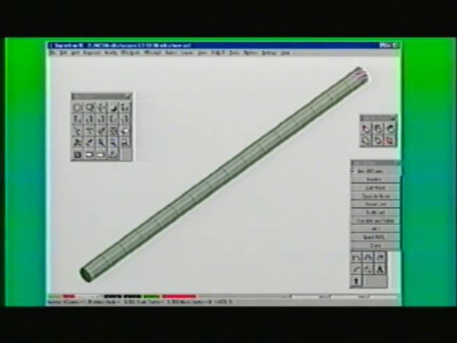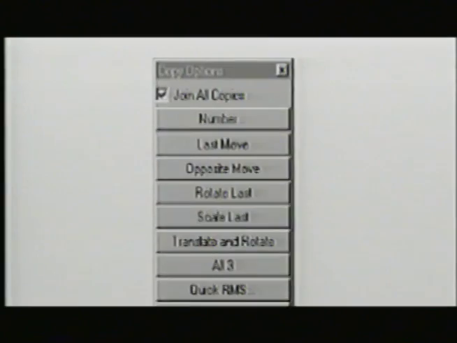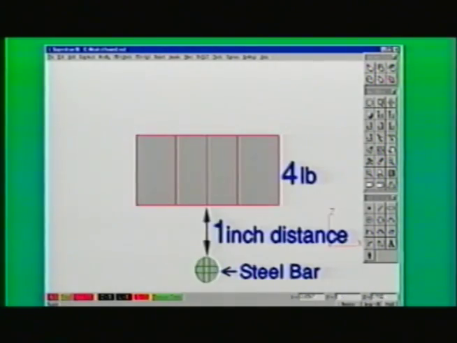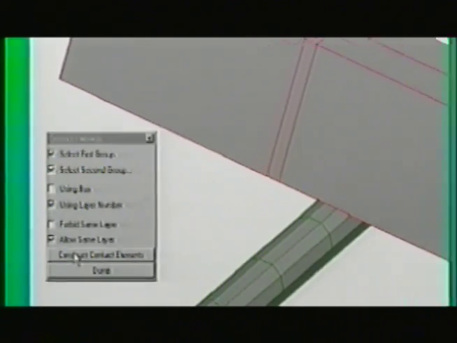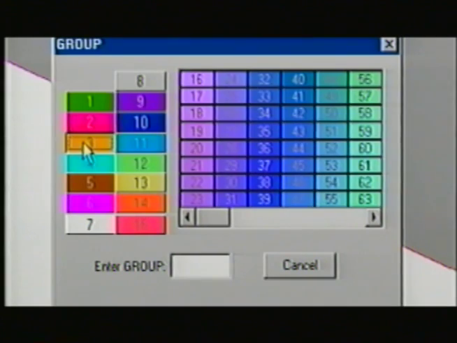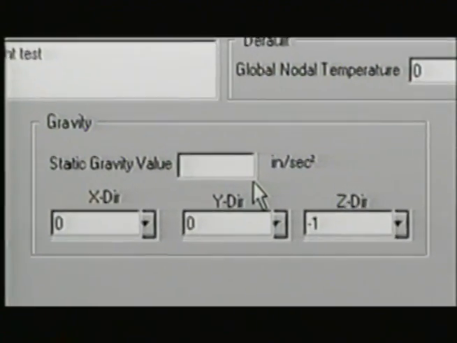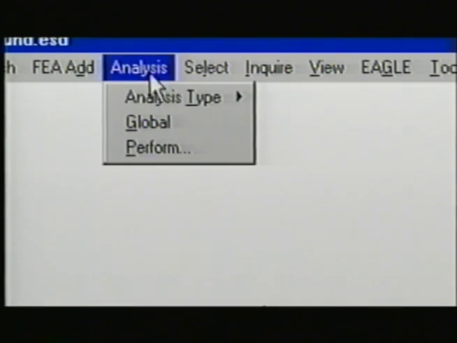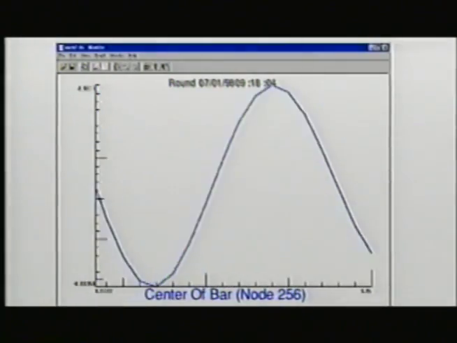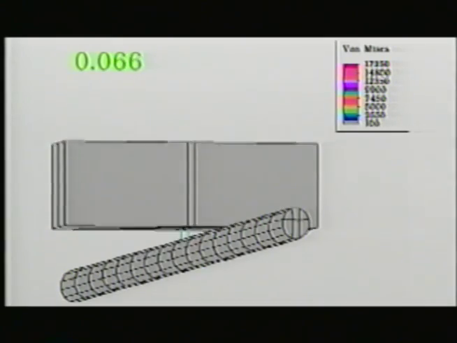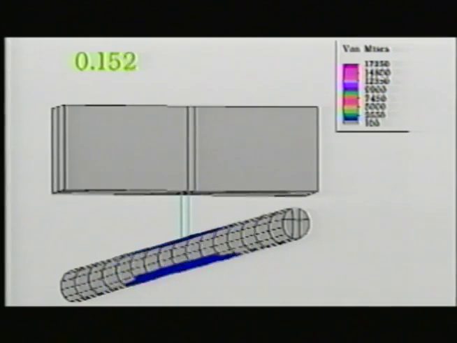We already have the finite element model. Now let's add in a second model for the weight, precisely 1 inch above the bar. And let's be sure gravity is right. Now we can start the model running. The monitor program is plotting the deflection versus time as we go. And we can see the step-by-step analysis happening here.